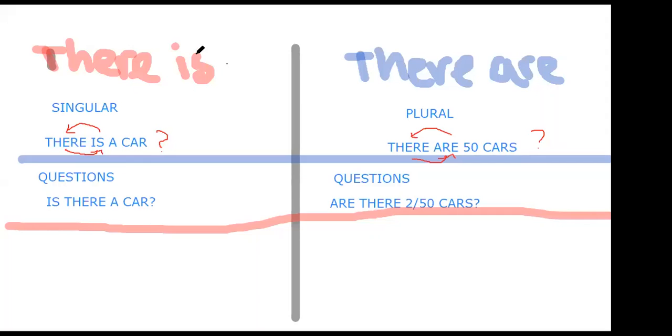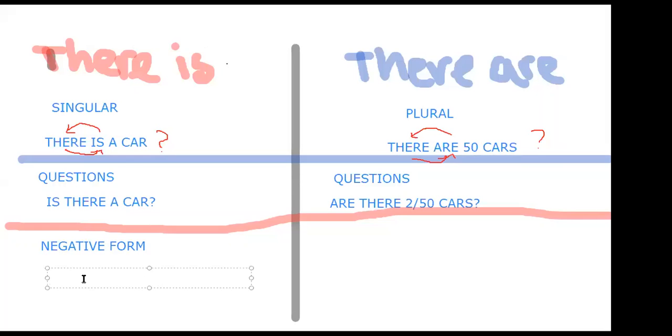There isn't, there aren't. Negative. Okay.